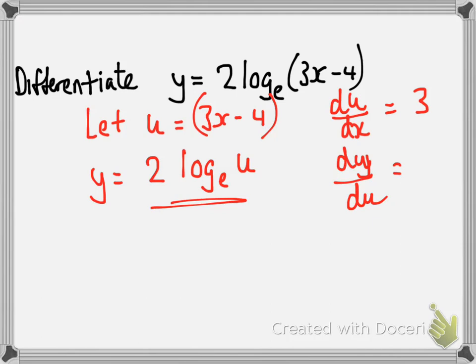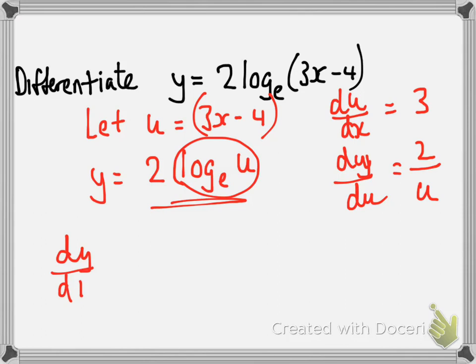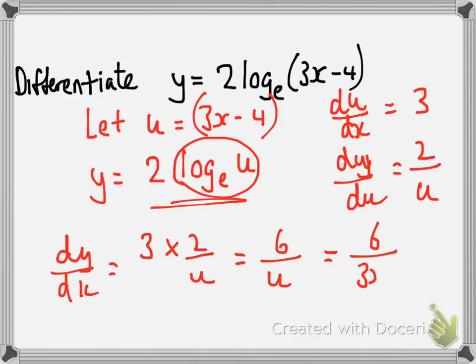Just to break that up, the derivative of that is 1 over u multiplied by 2, which is 2 over u. dy/dx will be those two multiplied together, which will be 3 times 2 over u, which is 6 over u, which is 6 over 3x minus 4. Alrighty.